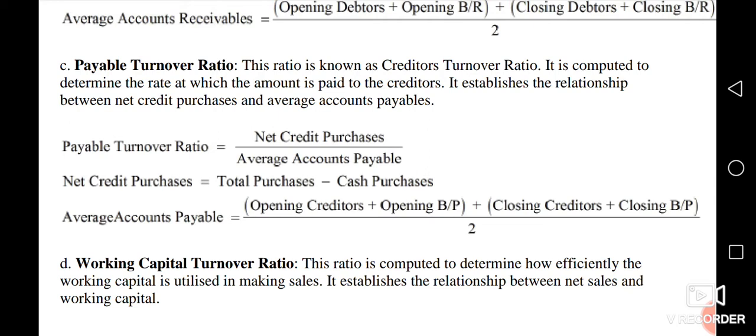Net credit purchases equals total purchases minus cash purchases. Average account payable equals opening creditors plus closing creditors upon 2, or opening creditors plus opening bills payable plus closing creditors plus closing bills payable, divided by 2.